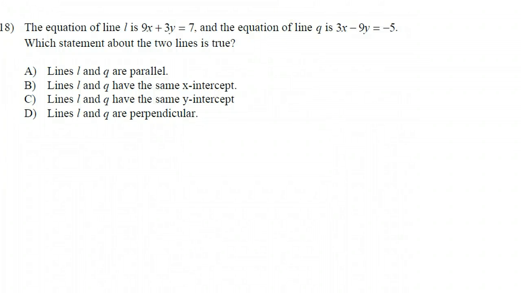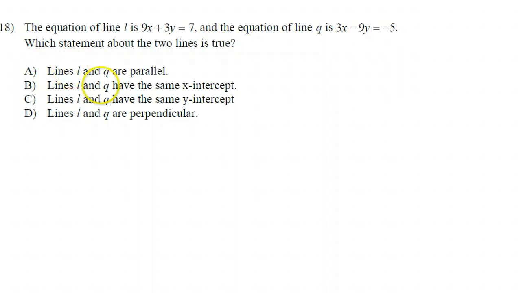All right, for number 18, it says the equation of the line L is 9x plus 3y is equal to 7, and for line Q is 3x minus 9y is negative 5. So we want to find out which of these is true. So we would have to go through each one of these and check them until we find the one that is actually true.